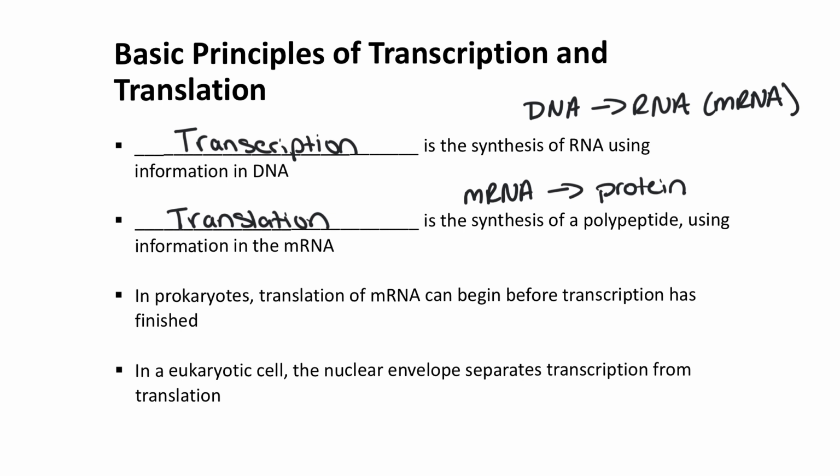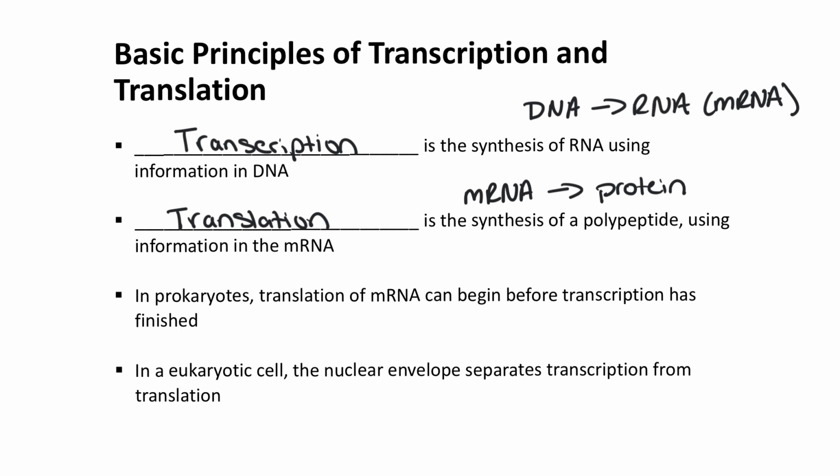In prokaryotes like bacteria, the translation of mRNA can actually begin before transcription has finished, and this is because bacteria do not have membrane-bound organelles, so they do not have a nucleus. So the DNA and RNA all have access to everything that is necessary for both transcription and translation. So bacteria can allow for translation of mRNA to happen before transcription has even finished.